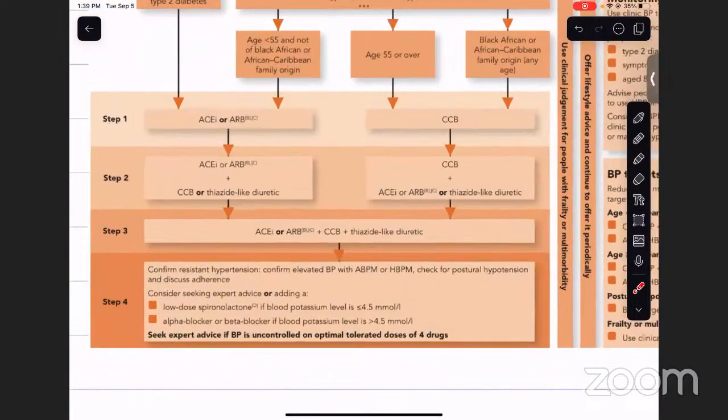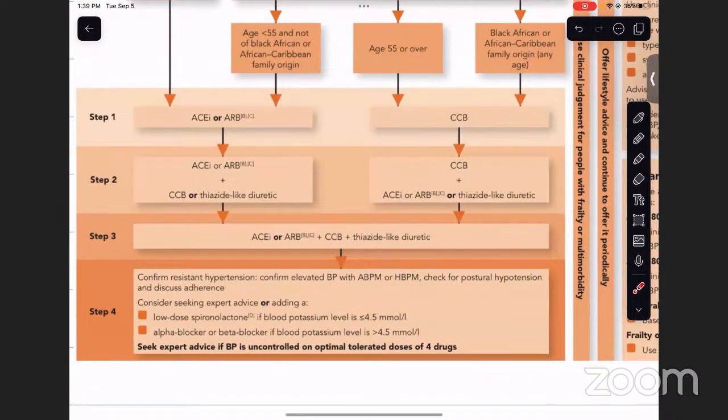Okay, so after giving first-line treatment, we must see the target blood pressure according to age. If it's not in the target range, we will add another drug. If first line is ACEI or ARB, the additional drug will be calcium channel blockers or thiazide-like diuretics. That's the important thing: thiazide-like diuretics, not thiazide-type diuretics.